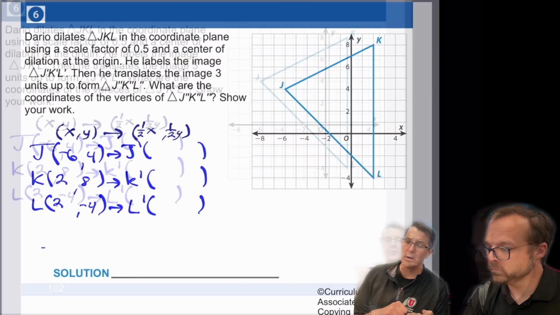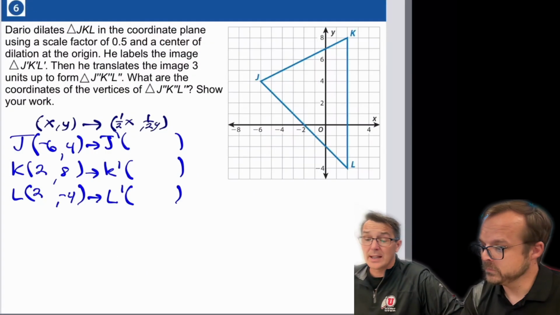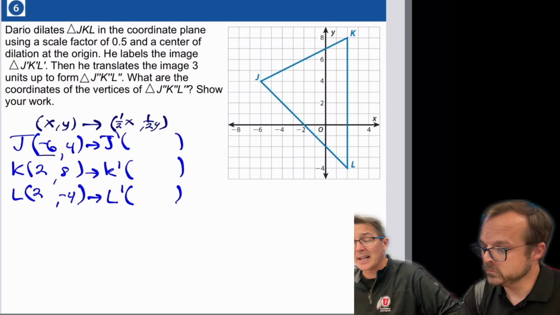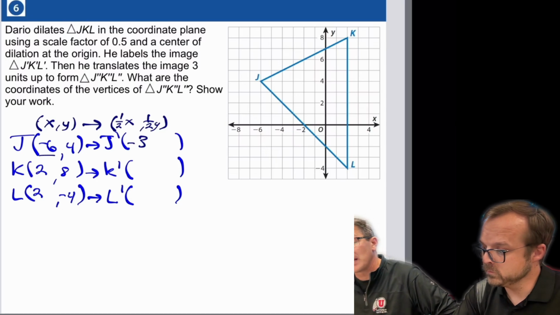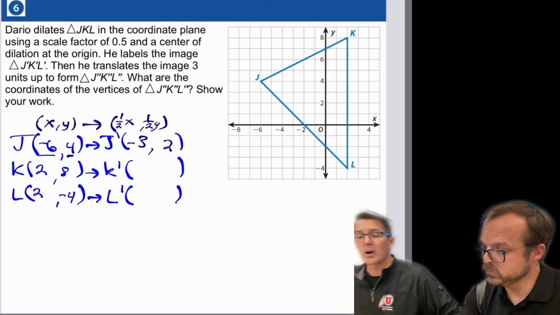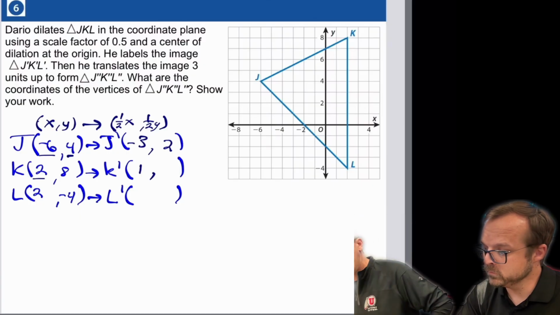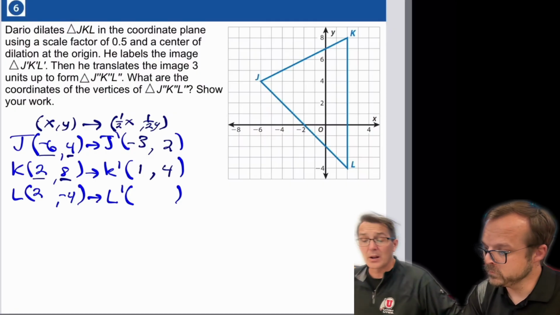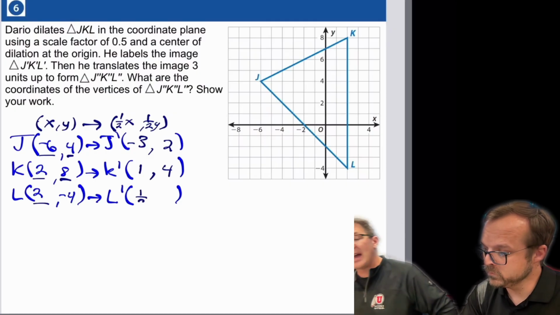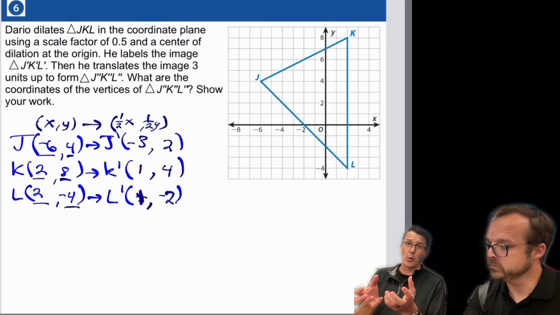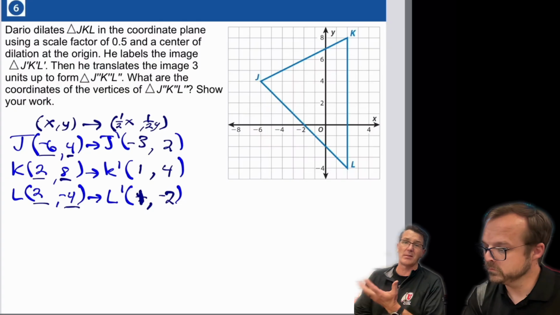We're literally just taking half of -6, which is -3, and half of 4. To get there, we multiply -6 times 1/2, because that's the scale factor. That gives me -3. We multiply 4, which is our y, times 1/2, which gives me 2. We multiply 2 times 1/2, which gives me 1. And 8 times 1/2 gives me 4. We multiply 2 times 1/2, which gives me 1. And -4 times 1/2 gives -2. Again, if you did that by 0.5 in your calculator, it's the same thing. It can go either way.